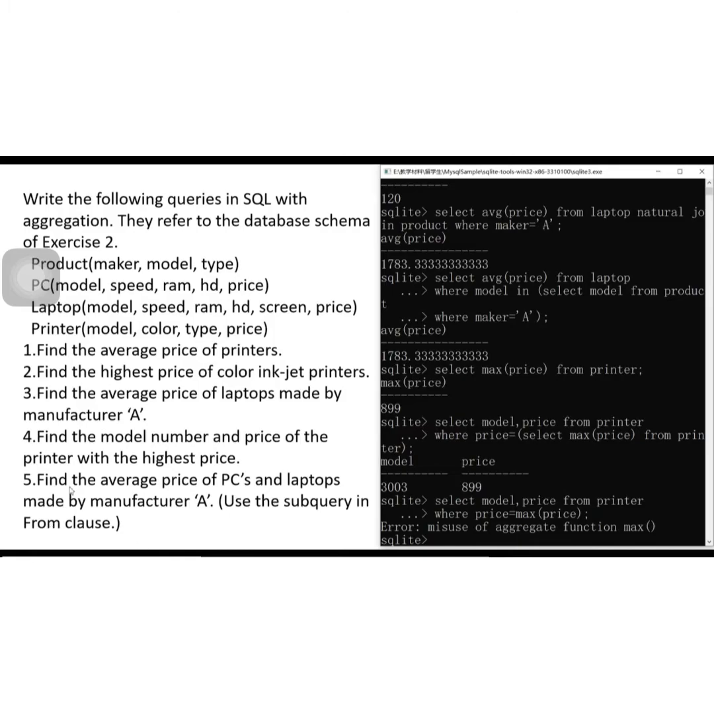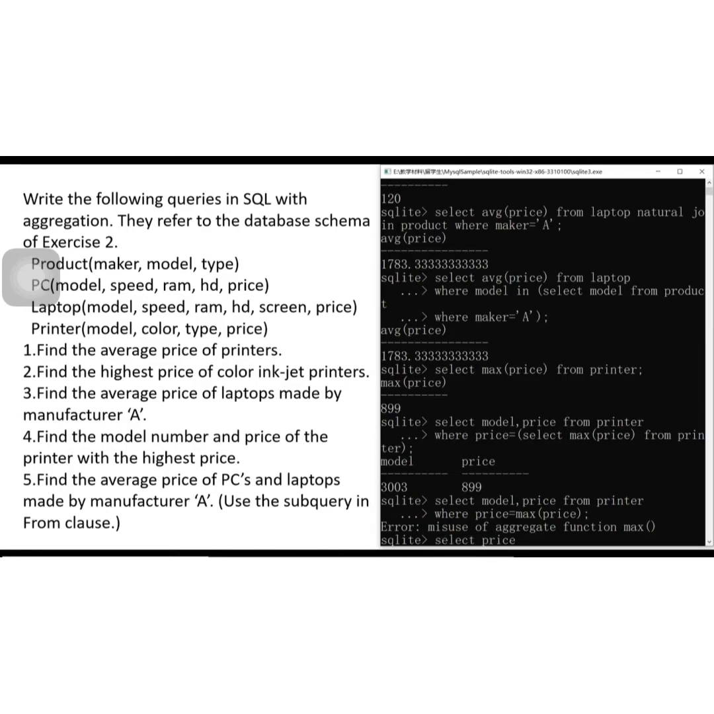Okay, the last one. Find the average price of PCs and laptops made by manufacturer A. Okay, for this query, we can use the subquery in from clause. Firstly, let's find the price of PCs and laptops made by A. We can find this result by this SQL sentence.